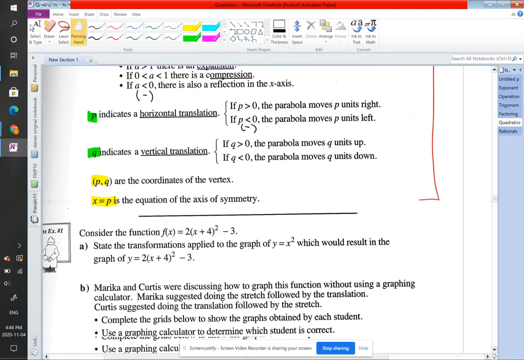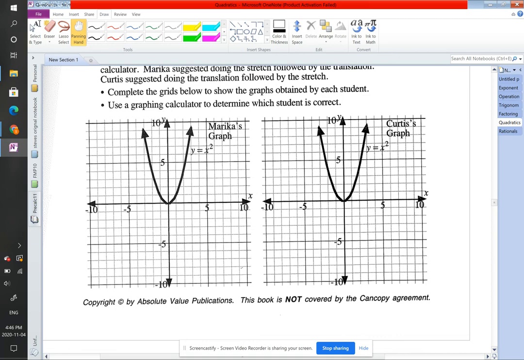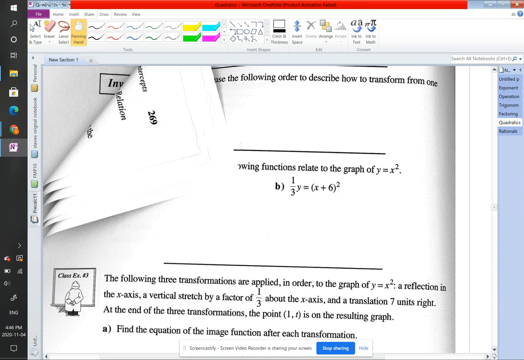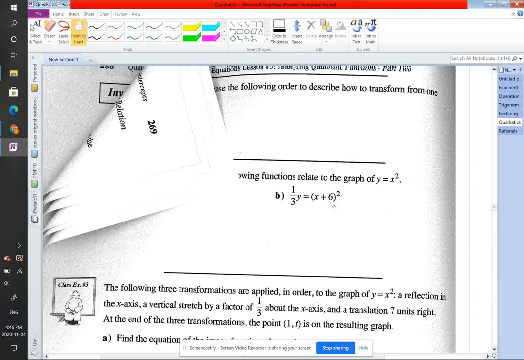Okay, I'm going to skip this one, just time-wise. Oh, no. Oh, the pages got folded.